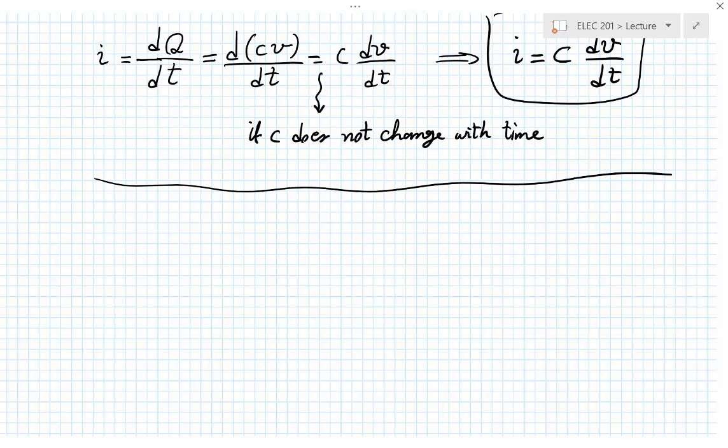I want to switch gears a little bit. So far, we've been talking about these elements in isolation: a resistor, a wire, a switch, a capacitor. You haven't connected them anywhere. Once you connect them, it's like now you're sending cars on the road. You need some rules for the traffic to work.